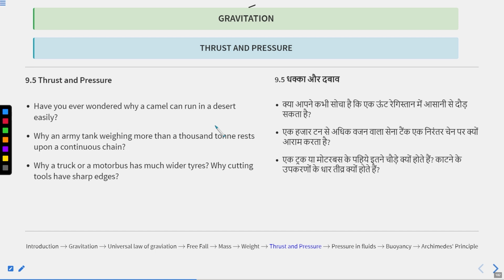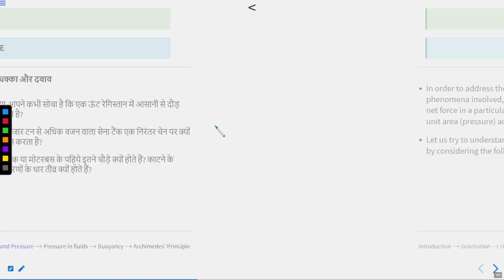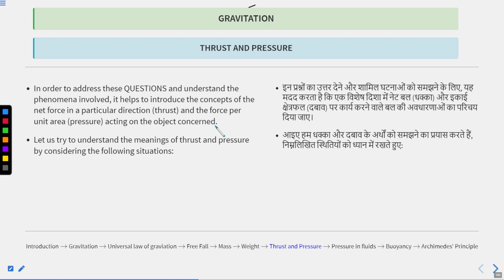Why, when you want to cut any fruit or vegetable, does the knife have a very sharp edge? Why do we need a sharp edge to cut anything? Why not a blunt edge? We are going to answer all these questions. I have capitalized the word question, because we are going to answer all of them now. To address all these questions, we have to first understand what is pressure and what is thrust.